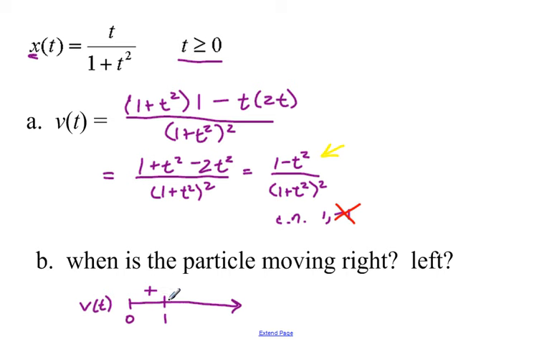But then when I look at numbers greater than 1, when I take 1 minus this really large squared number, I get a negative on top. The bottom, you'll notice, is always positive because it's squared. And so that turns out to be negative. So it is moving to the right from 0 to 1, and it is moving to the left from 1 all the way to infinity.